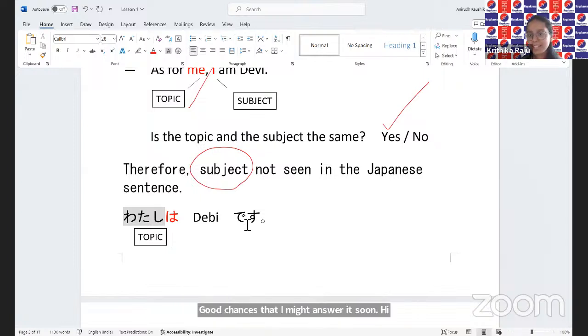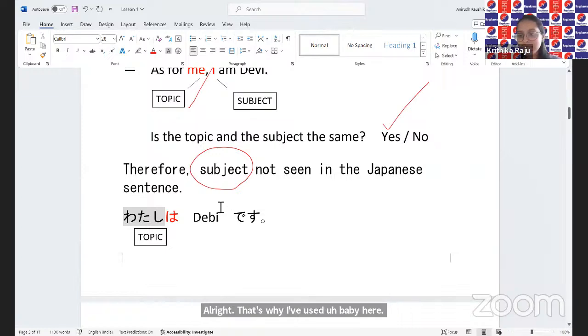Alright, because it's not done yet. So, watashi wa Debi desu. You can all include your names in place of Debi. I've written Debi in English because I can add katakana. Right now, I want you to focus more on understanding the grammar than trying to read the kana. That's why I've used Debi here.